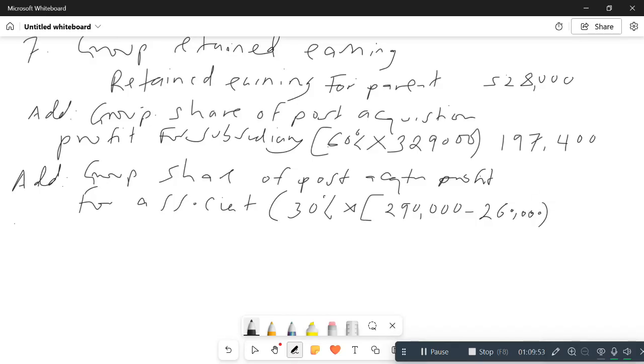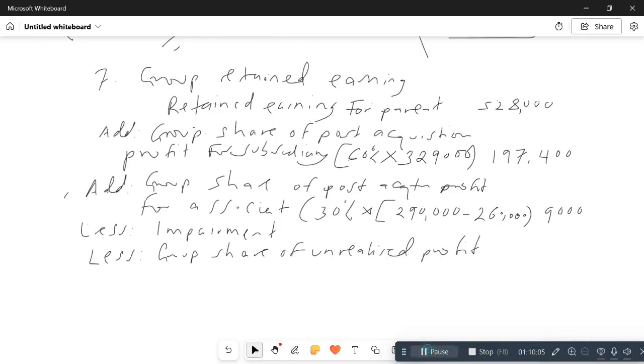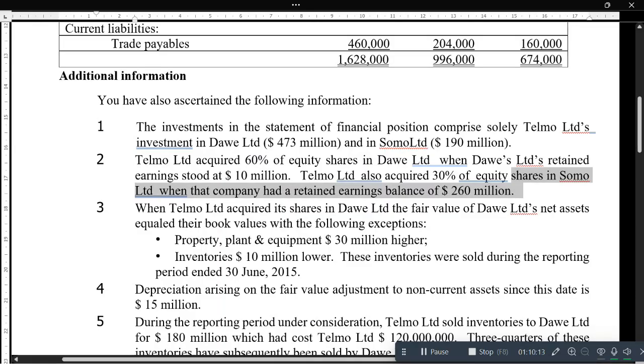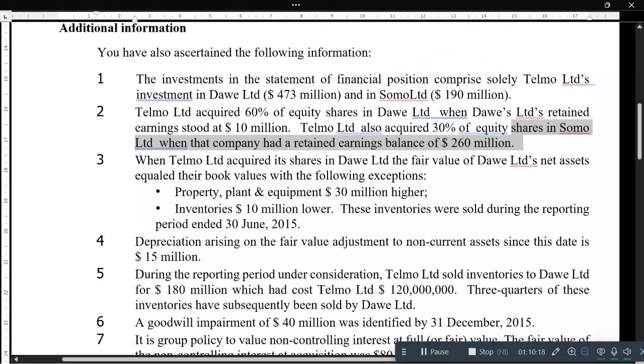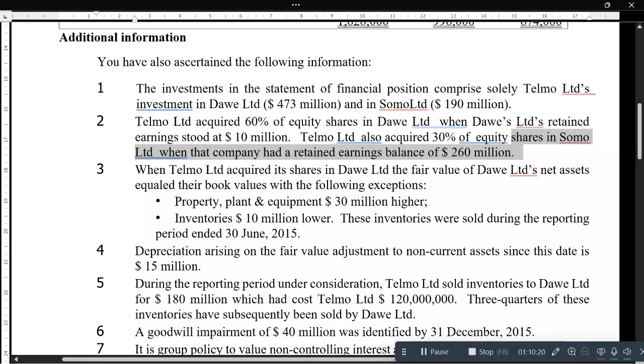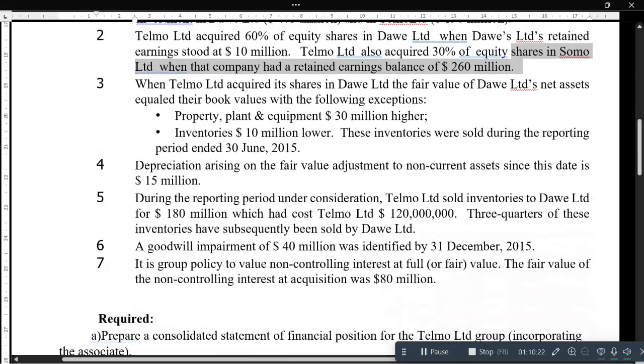How much is it? When you try to calculate, you're going to get something like 9,000. Then from there we can less. Yes, we start by subtracting impairment here. But impairment was how much? When you go to the question, even from our workings, they're saying here, impairment, which note was that? When we check our impairment, yes, note 6.